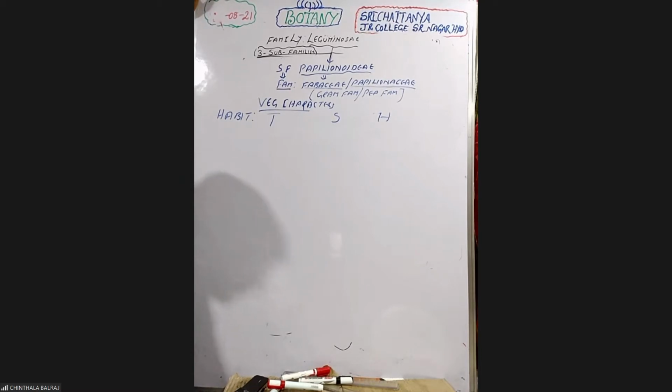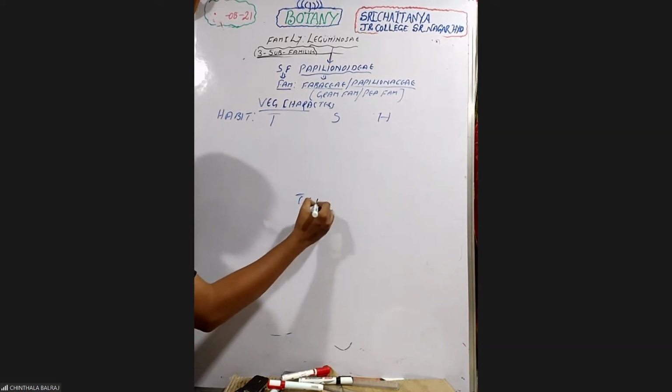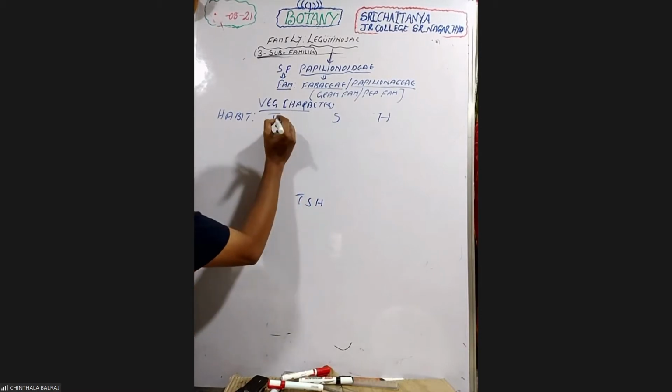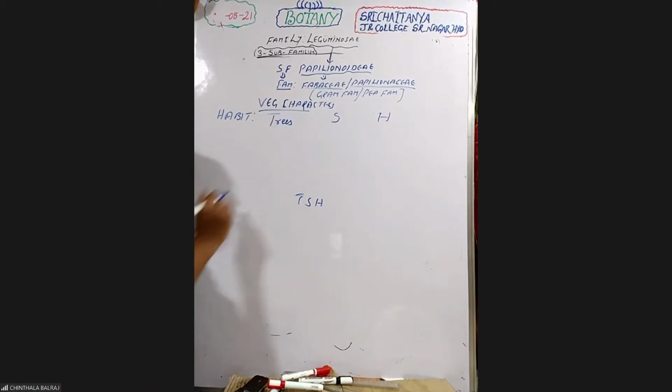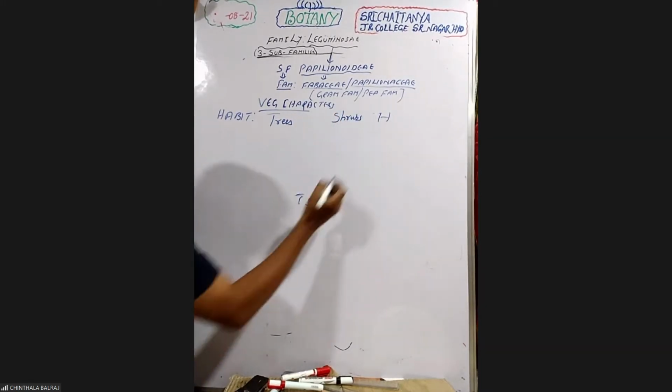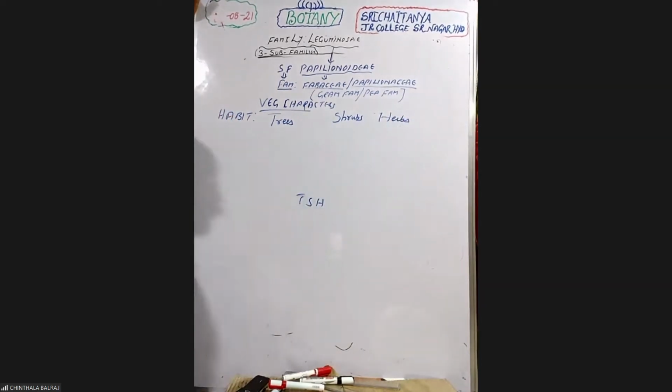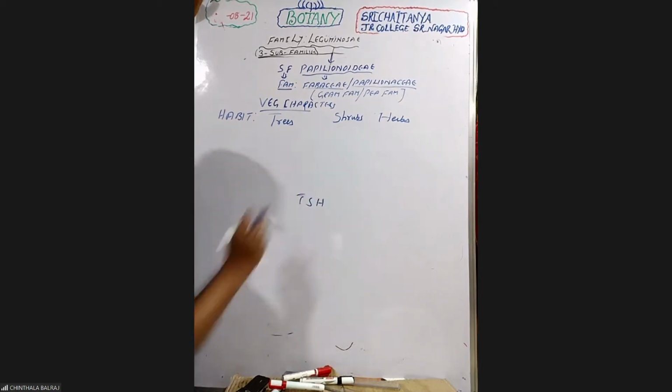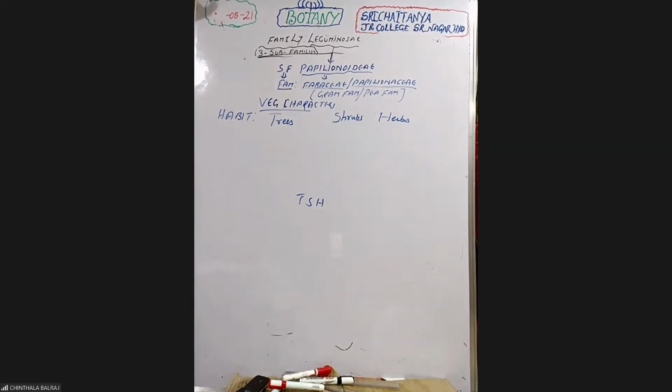Correct? TSH here means thyroid stimulating hormone? No. Here T is for Trees, S for Shrubs, H for Herbs. Tall plants are trees, medium bushy plants are shrubs, and small non-woody plants are herbs. So these are the plants included under family Fabaceae.